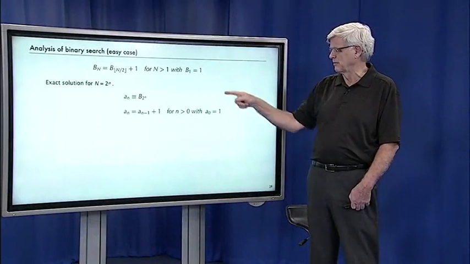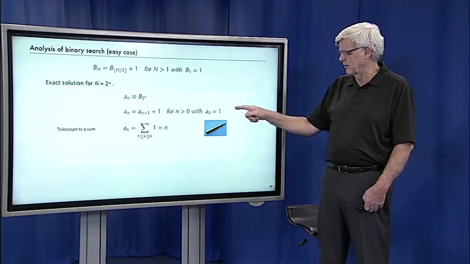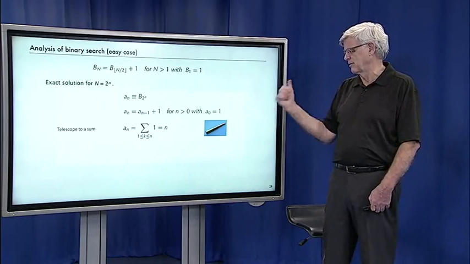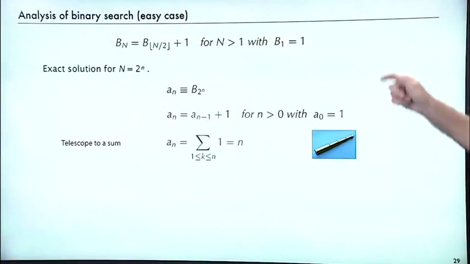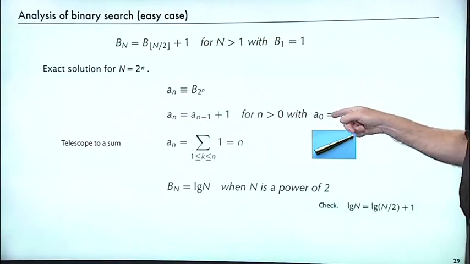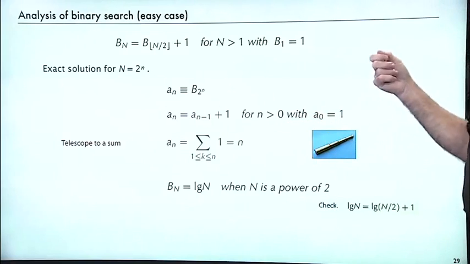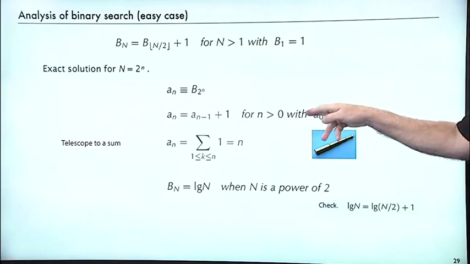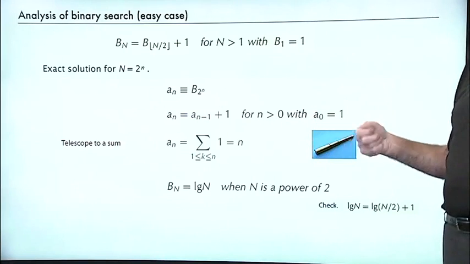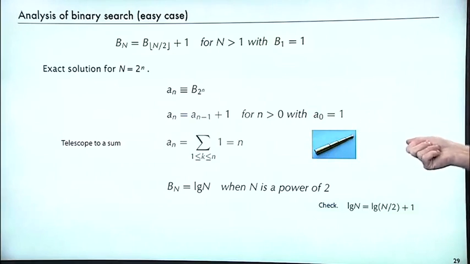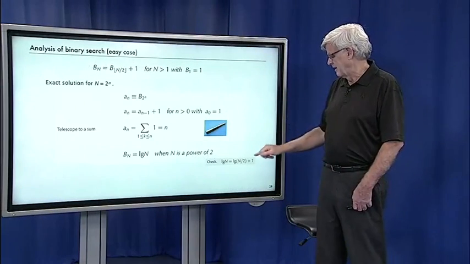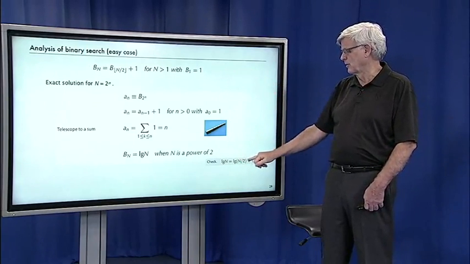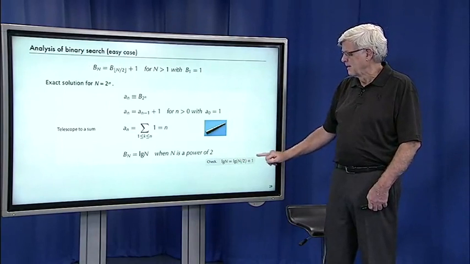That's just substituting b of 2 to the n. And then that recurrence is the one that we looked at, which just telescopes to a sub n equals n, since each time you throw out a 1 for n times. And that means that little n is log base 2 of big N by definition. So the number of compares taken by binary search in the worst case is log base 2 of big N when N is a power of 2. And again, I can check that just by plugging into the recurrence log base 2 of N.